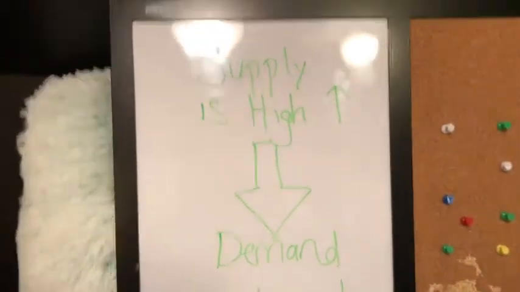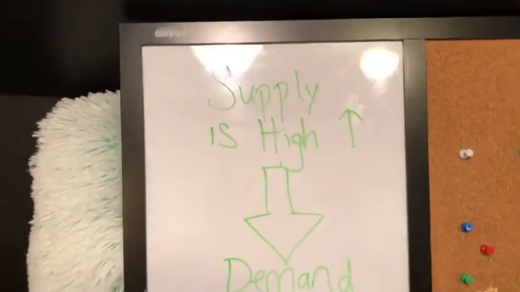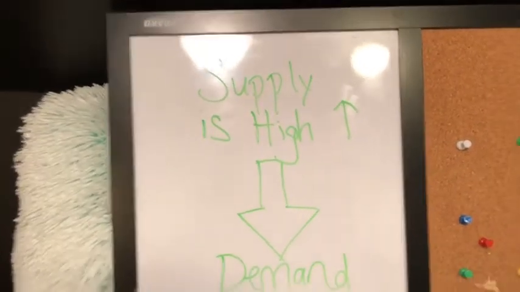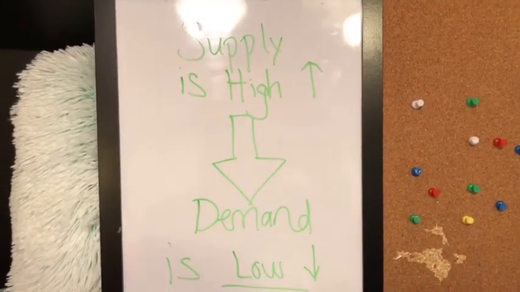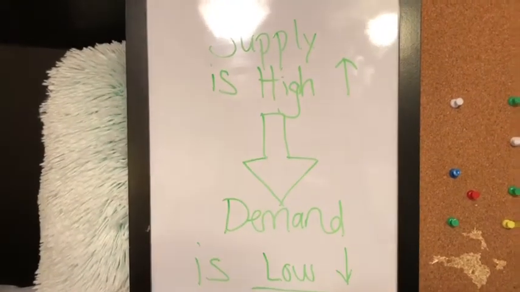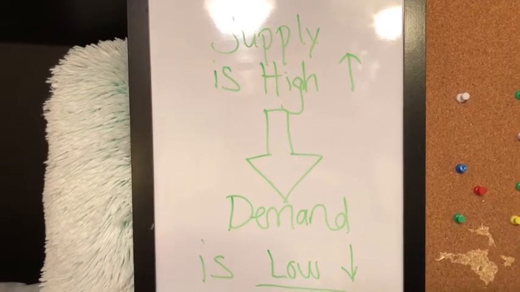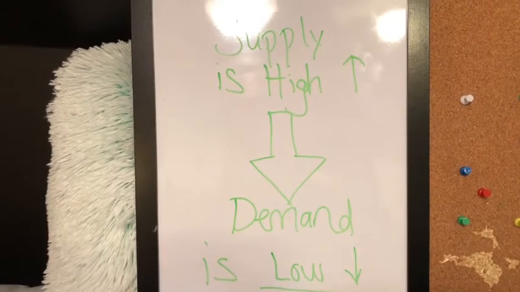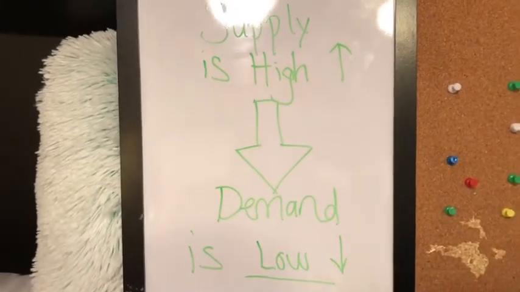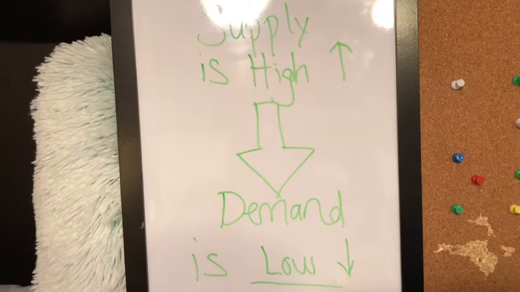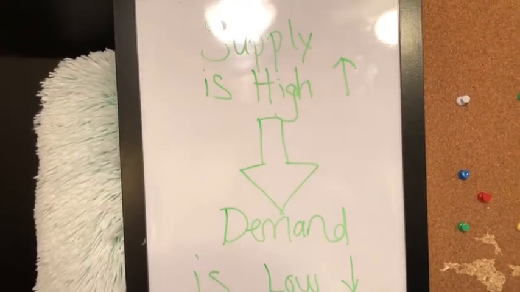So, in most cases, when supply is high and there's a lot of goods available, the demand for those goods is low because so much of the goods are available. They're easily accessible and easily available to buy, so not as many people are needing it.